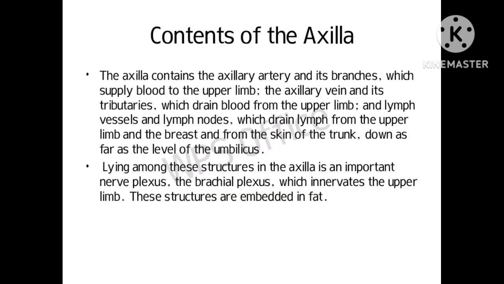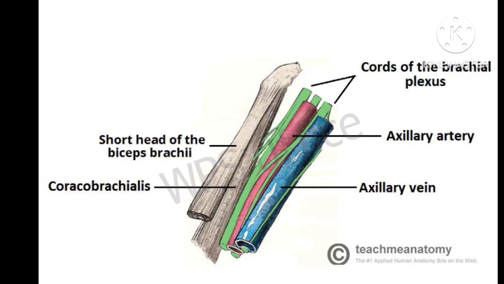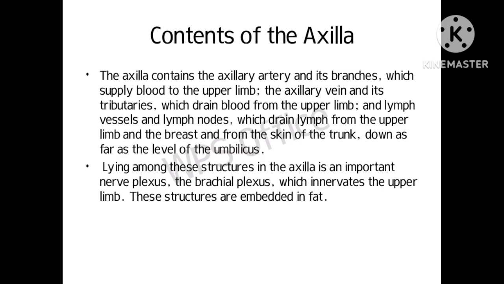Now let's discuss the contents of axilla. The axilla contains the axillary artery and its branches, which supply blood to the upper limb, the axillary vein and its tributaries, which drain blood from the upper limb, and lymph vessels and lymph nodes, which drain lymph from the upper limb and the breast, and from the skin of the trunk, down as far as the level of the umbilicus. Lying among these structures in the axilla is an important nerve plexus, the brachial plexus, which innervates the upper limb. These structures are embedded in fat.